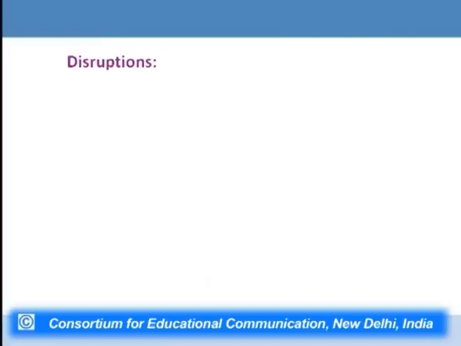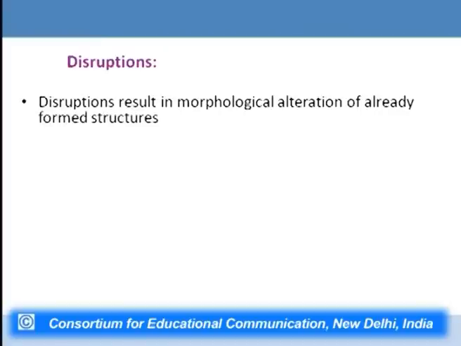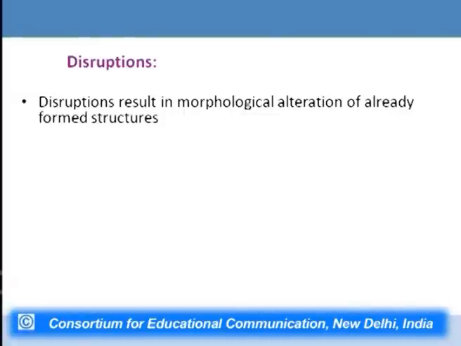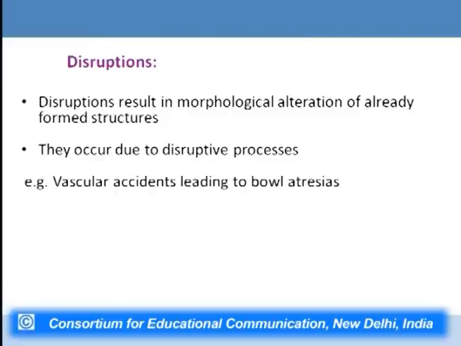Now, the second type of congenital abnormality is disruption. What exactly is disruption? It is basically a morphological alteration of an already formed structure. So, a structure is already formed, an organ is formed, and there occurs an alteration in the shape of that organ, then it will be termed as disruption. These disruptions occur because of certain disruptive processes, like vascular accident leading to bowel atresia and defects produced by amniotic bands.